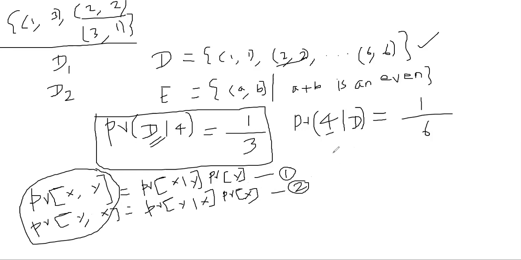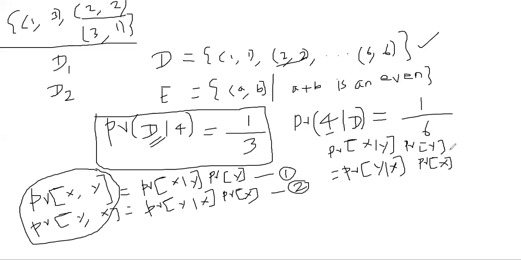Since the left-hand sides are equal, we can now combine the right-hand sides as follows. The probability of Y given X times the probability of X. Let me be consistent: this is capital Y because I'm referring to a random variable, and this is capital X. So now let's assume the probability of Y is non-zero for a moment. Then, because these two expressions are equal, we divide both sides by the probability of Y.